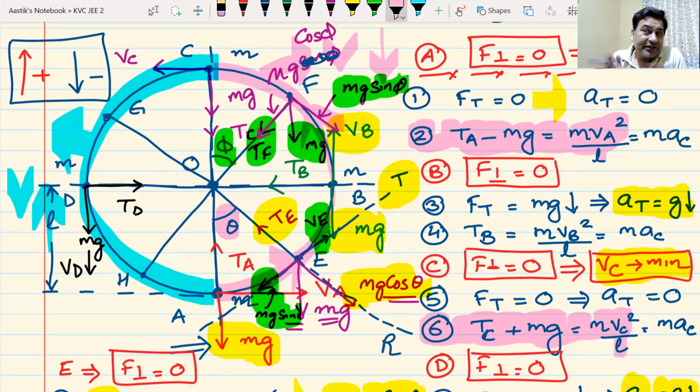So in a way, tension and speed are related to each other very frankly and very straightforwardly. If V is decreasing, tension also decreases. Yes or no? Yes, sir. Now comes the next question.